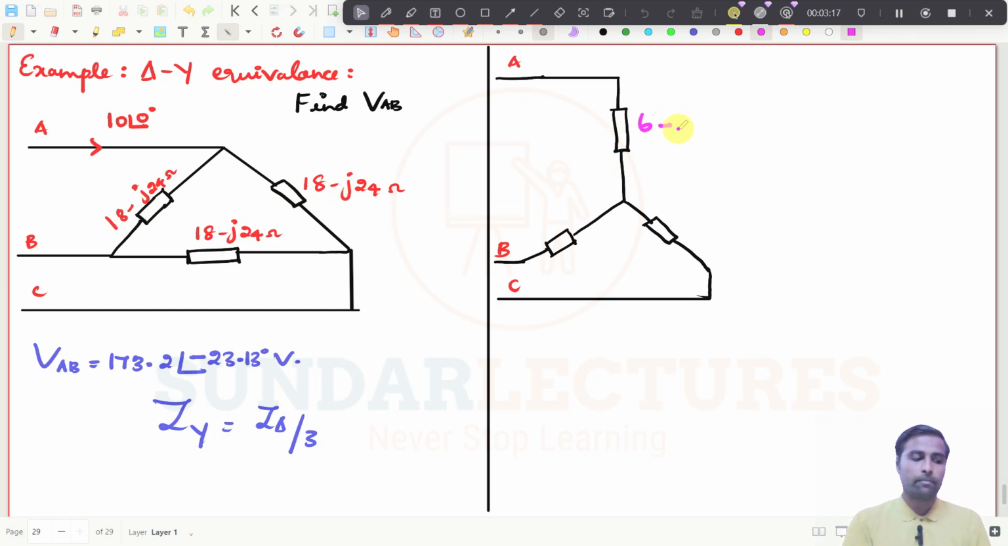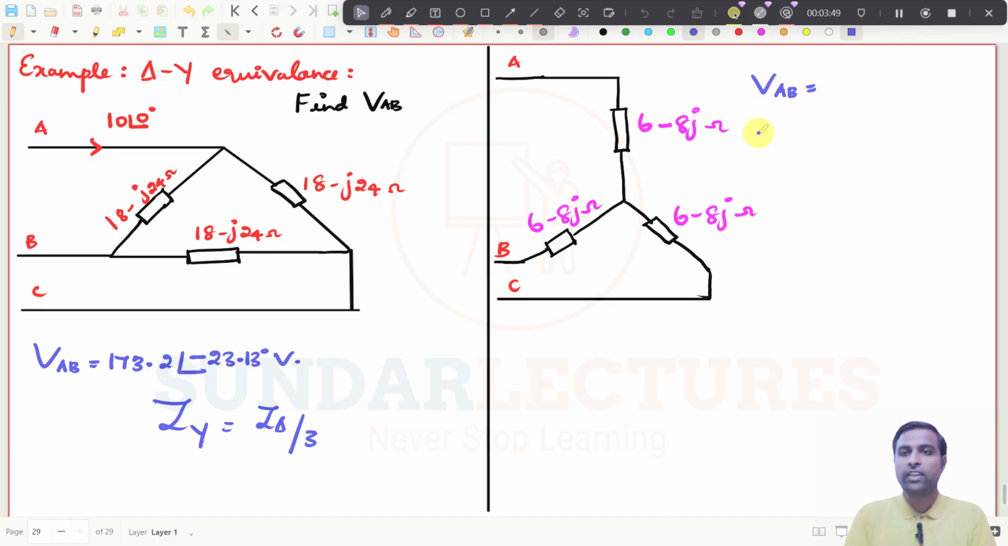If you divide 18 by 3, it will be 6. If you divide 24 by 3, it will be 8. So it will be 6 minus 8J ohms. And we need to find the value of VAB, right? So that is what we need to find.